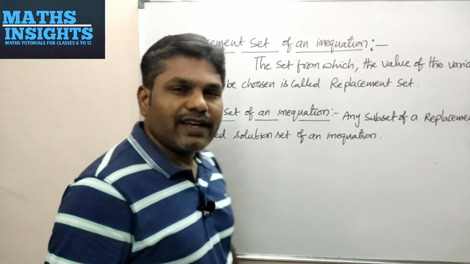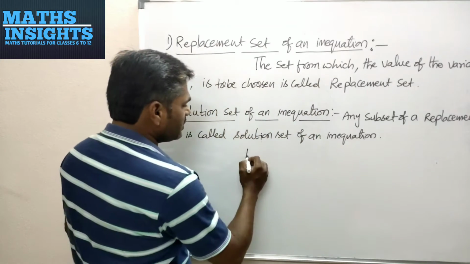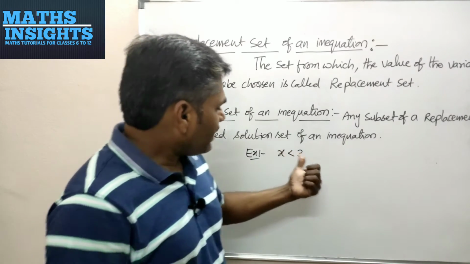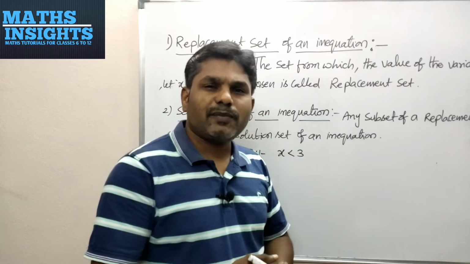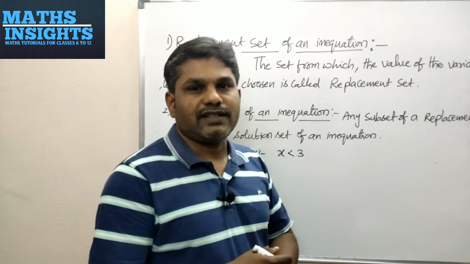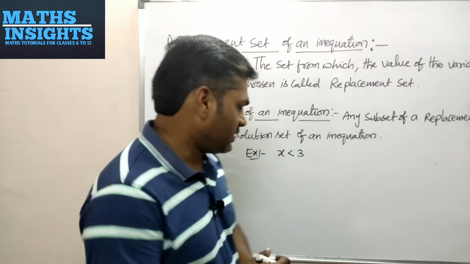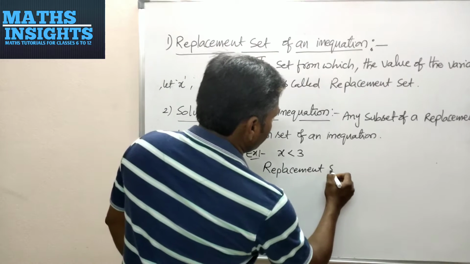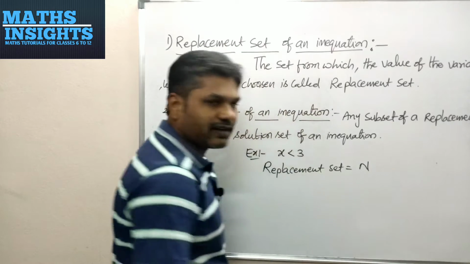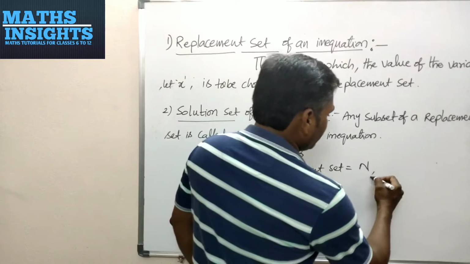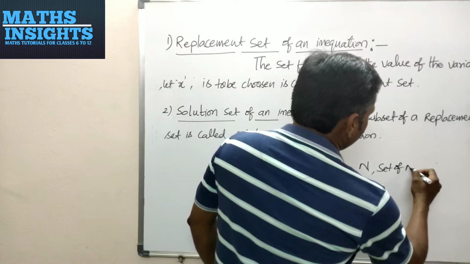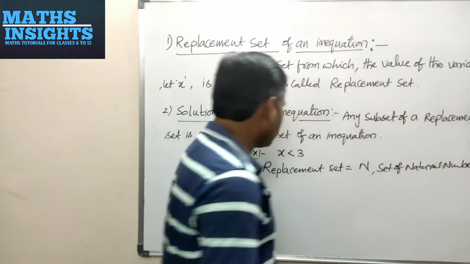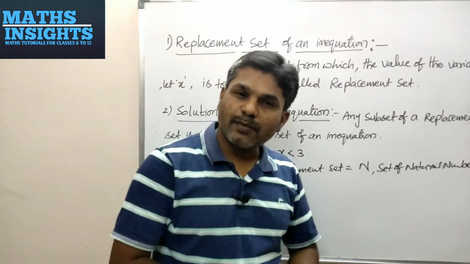Suppose I am taking a simple inequation, right, my dear students? Example, x is less than 3. x is less than 3 means you have an infinite number of values which are less than 3. Now I am mentioning the replacement set. Replacement set, I will mention N, which is the set of natural numbers.